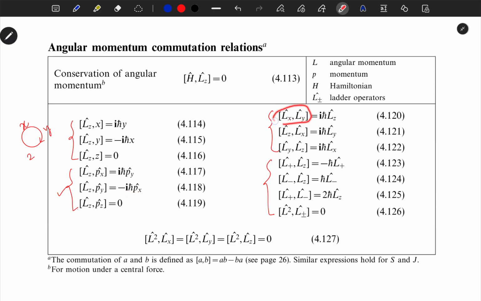Similarly, Lx with Ly will give i ħ Lz, and zx will give Ly, and yz will give i ħ Lx. L plus with Lz will give minus L plus. L minus with Lz will give plus L minus, and L plus with L minus will give 2 ħ Lz. And L² commutes with L plus and L minus. L² with Lx, Ly, Lz will be 0.